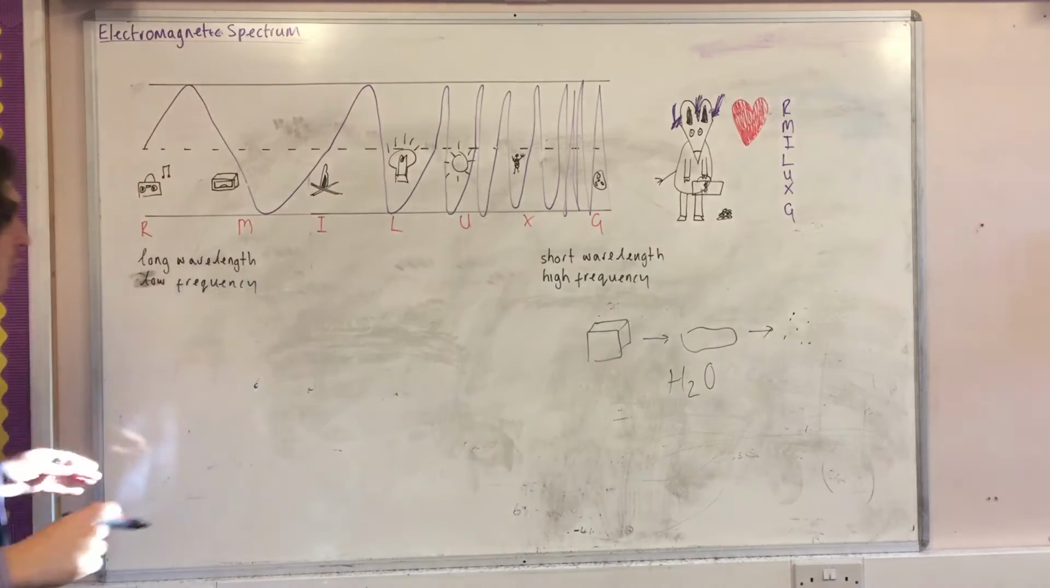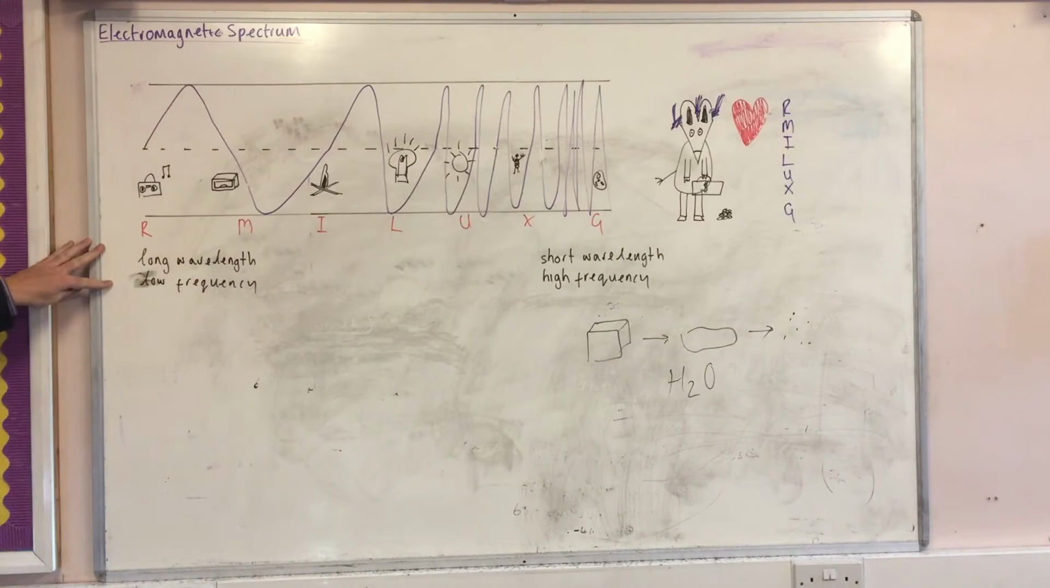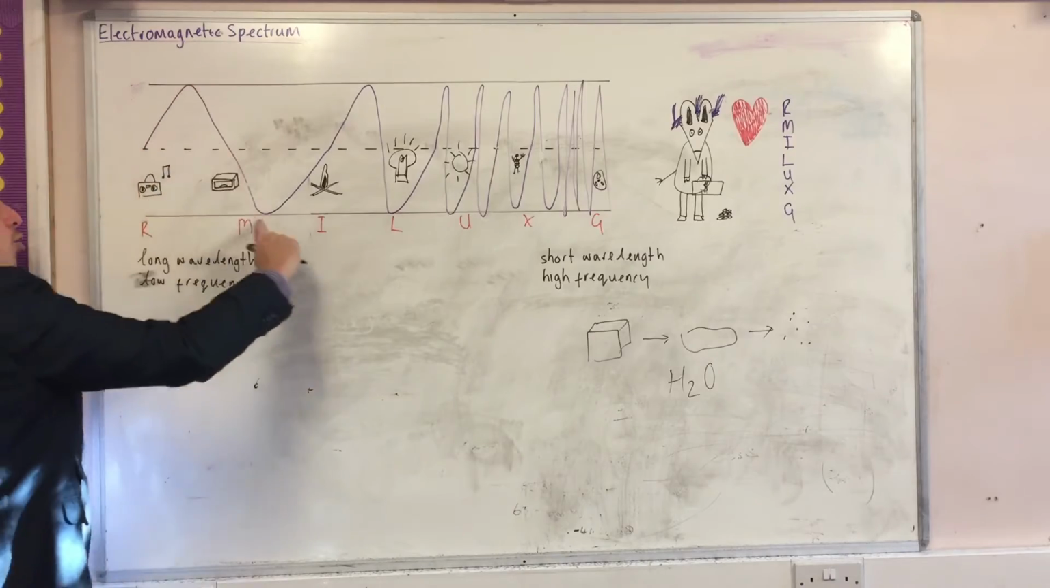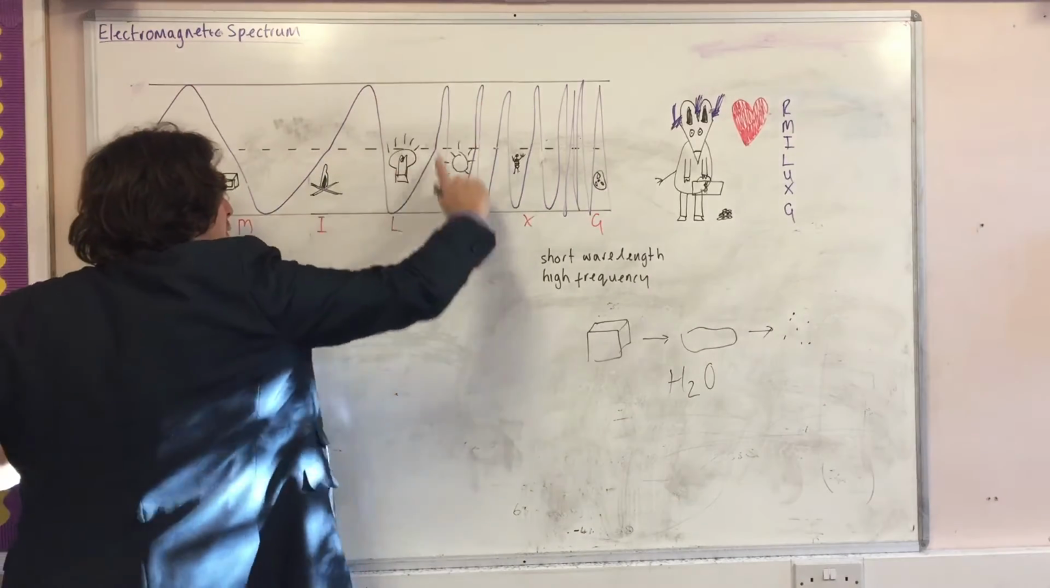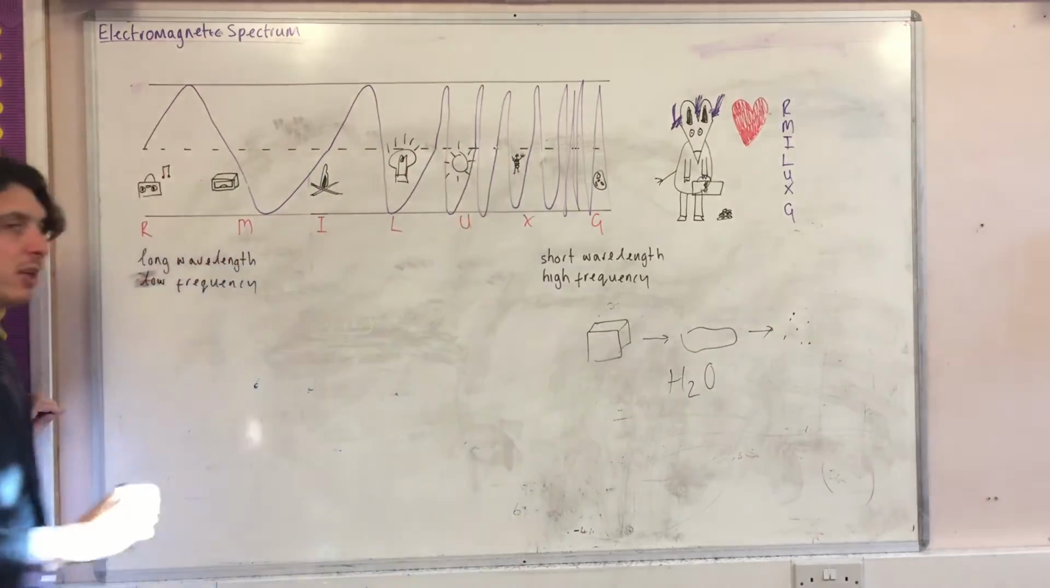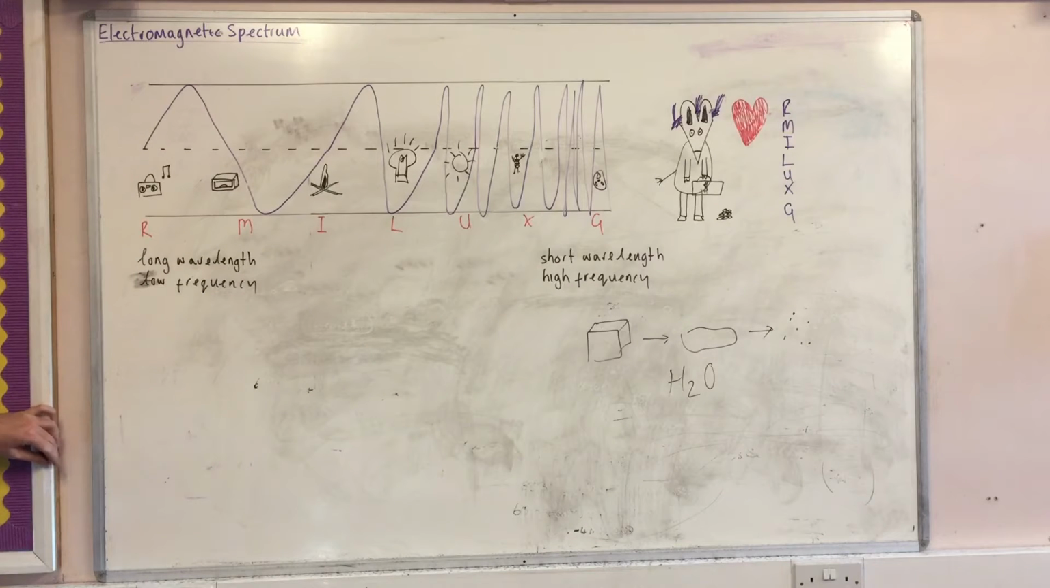Okay, you have to remember the 7 waves on the electromagnetic spectrum. Now, all of these are transverse waves, it's just the frequency that changes. They're all transverse waves, and all of them travel at the same speed, which is the speed of light in a vacuum.